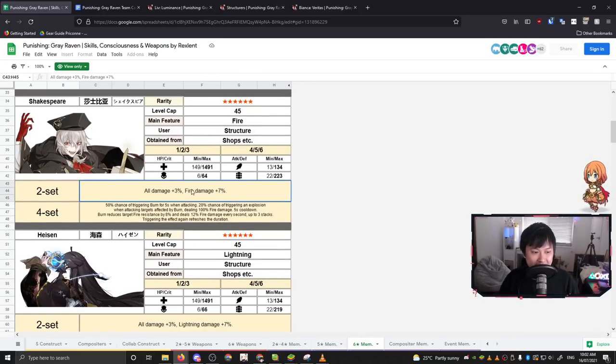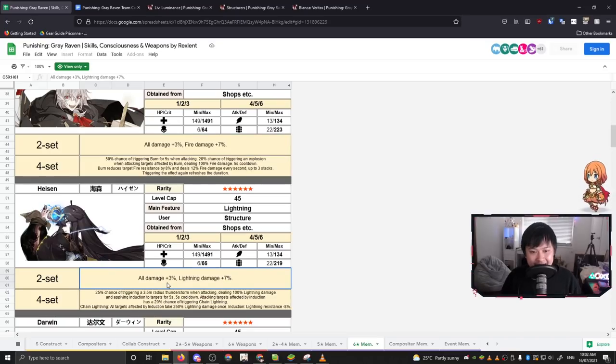So as you can see, fire damage over here, lightning damage over here. In the end game, it just becomes very, very clear which memories you should be putting on which characters. And so hopefully that should give you a good idea as to what you should run on who. However, with that being said, there are some generic memories.